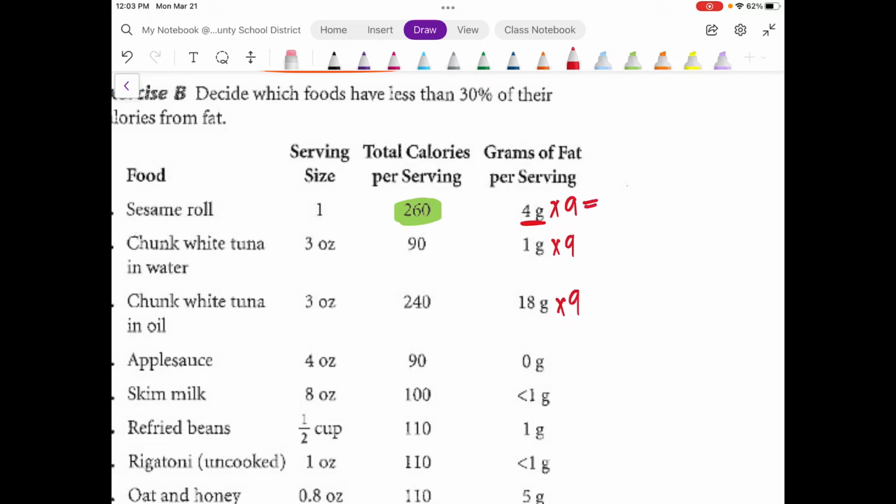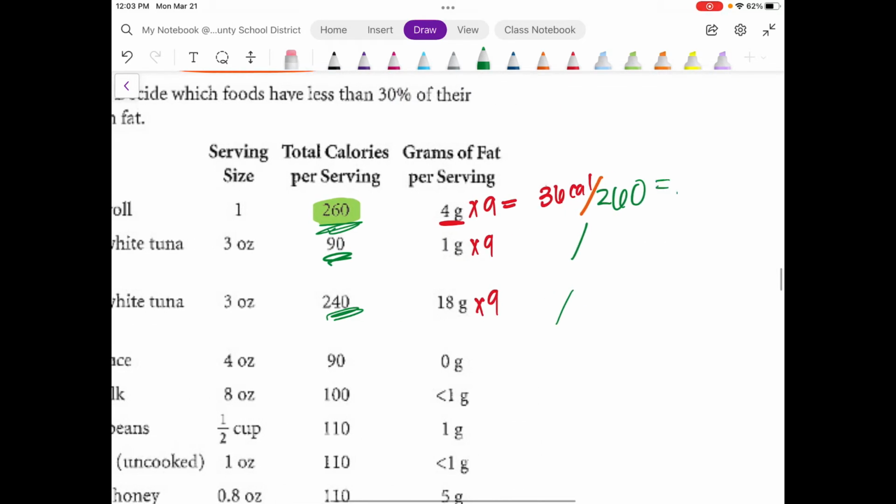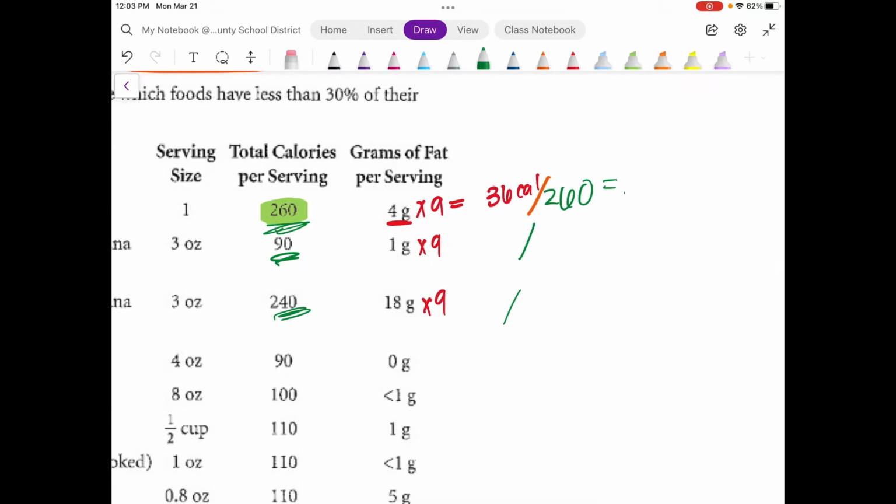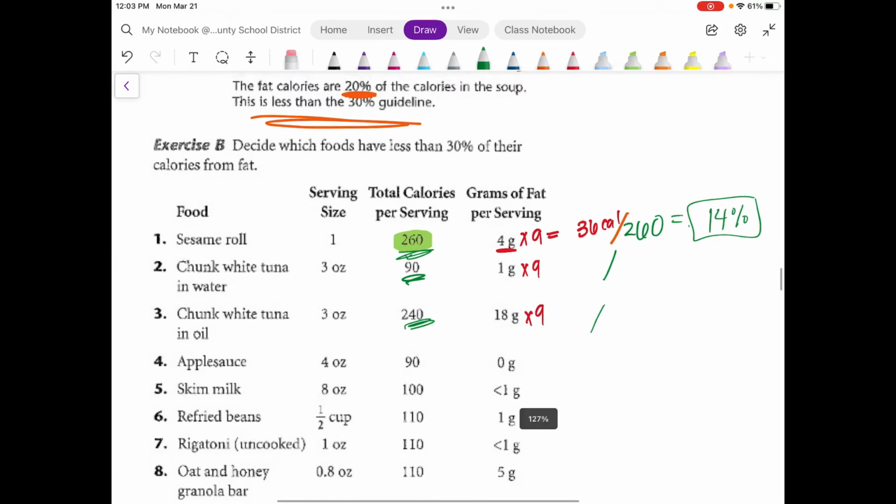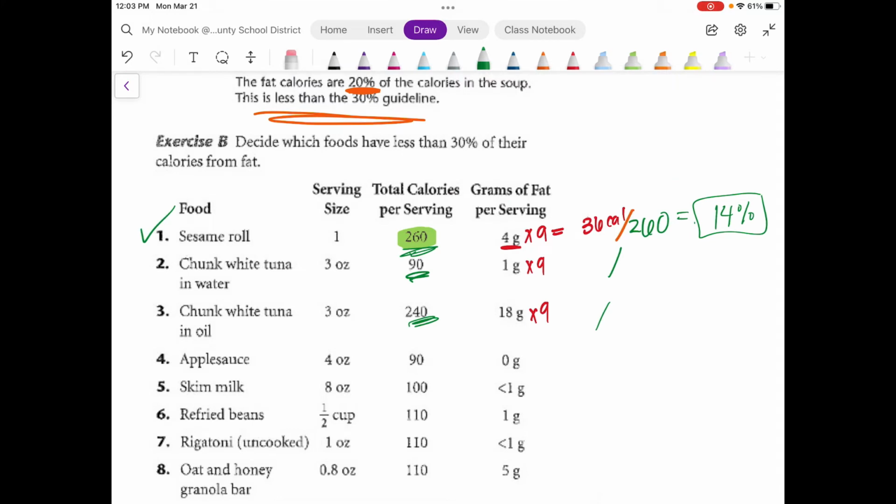So I have 36 calories from fat, and then I'm going to divide that by whatever the total amount of calories is, so 260. You're always going to be dividing by whatever the total amount of calories is. You're going to get a decimal, and then you're going to turn that into a percent. Once I turn it into a percent, it should be 14%. So this is below 30%, so I want you to put a check mark if it's yes. If it's more than 30%, then you're going to put an X next to it, for no, it's not within the guidelines of less than 30% fat.